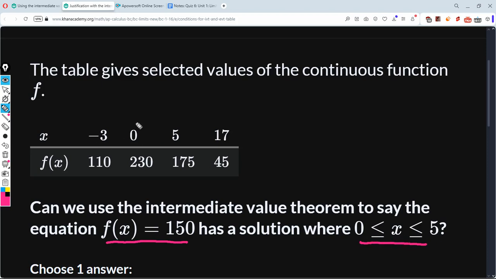Okay, here are the x values. This is 0 and 5 right here. This is the interval. We established that it's continuous. Does 150 fall in this? These are the y coordinates right here. Does 150 fall into this range for the x of 0 and 5? No. You cannot take 150 and say that it's in between 175 and 230. That does not work. So it's not in between.